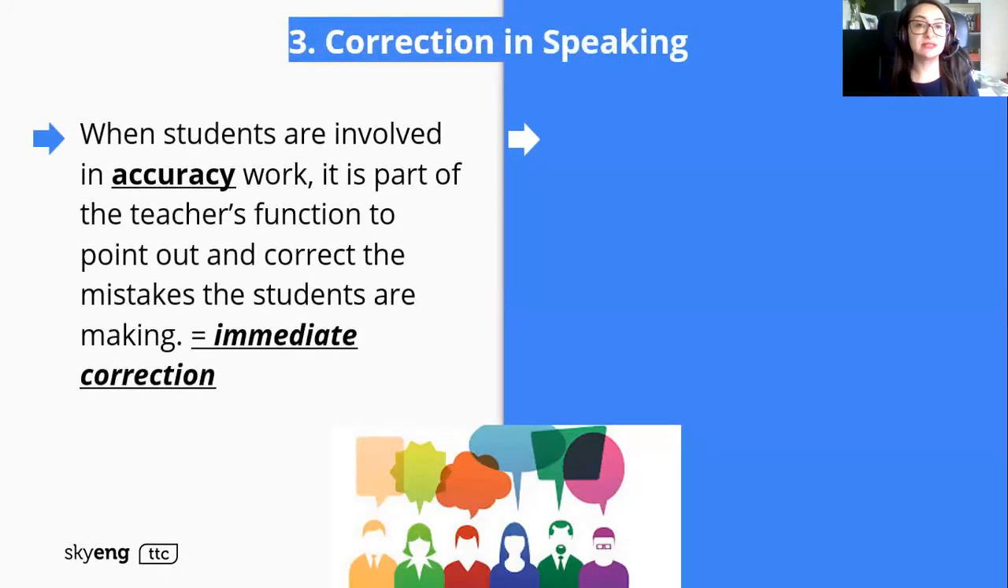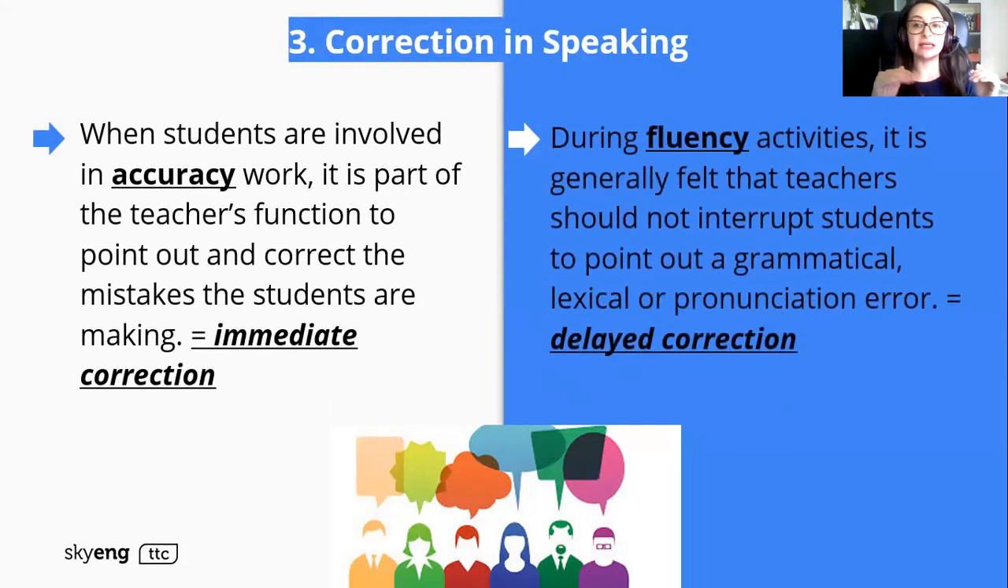We engage our students in two types of speaking activities. One is speaking for accuracy, and the other one is speaking for fluency. Now, what does accuracy mean? Accuracy means that we're trying to make our students use some grammar structures correctly or accurately. In this case, linguists agree that we should give immediate correction. This means that, yes, we should interrupt our student in mid-speech or signal that he has just made a mistake.